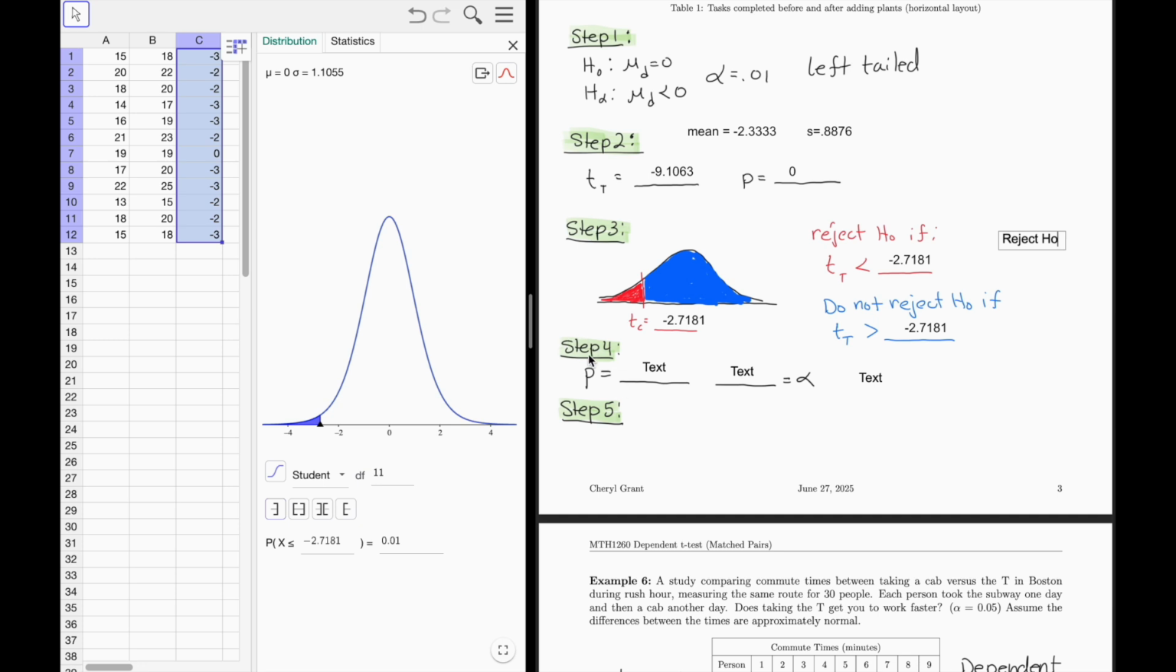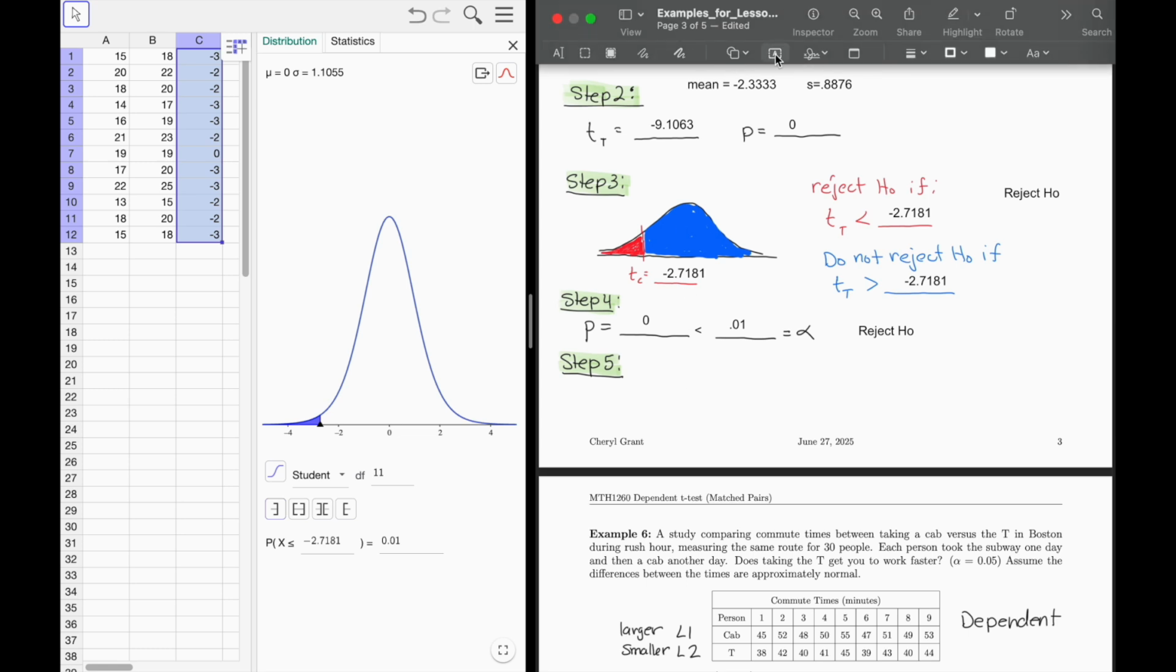Now let's look at step 4, which is the p-value method. My p-value is 0. My alpha level is 0.01, and 0 is definitely less than 0.01. So again, we're going to say reject the null hypothesis.